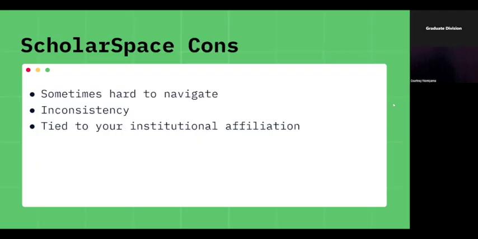Okay, some cons. I don't know if you could tell too much, but ScholarSpace is sometimes a little hard to navigate. The user interface is not always the best. And there's also a little bit of inconsistency. If you could see when I was scrolling, some departments are better represented on there than others. On ScholarSpace, we call those communities. So you put your work in a specific community, for example. And it's really up to the people in that department how well established they are.